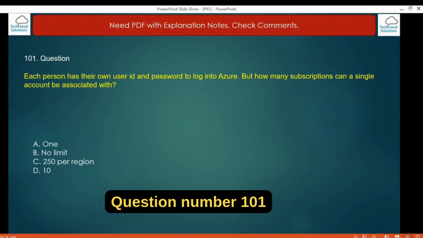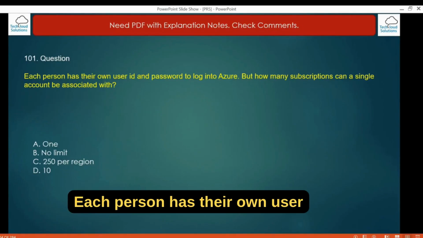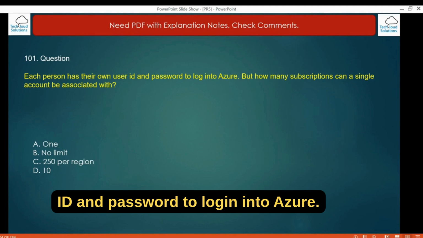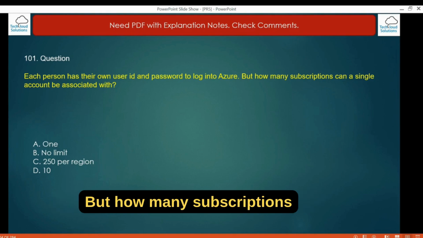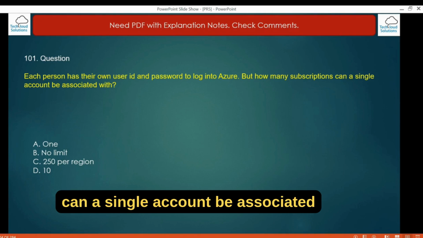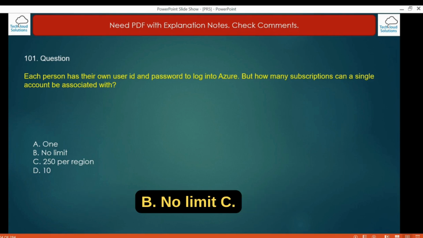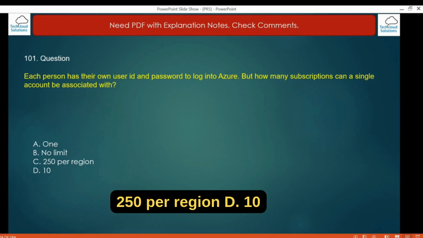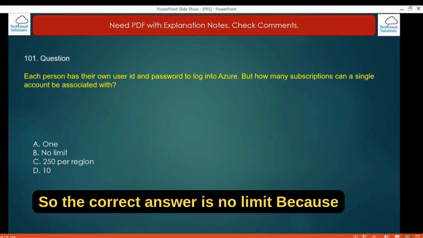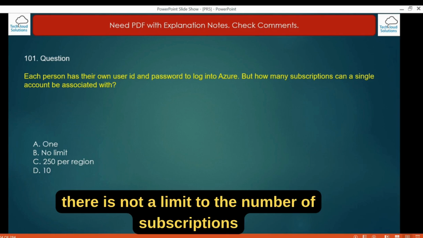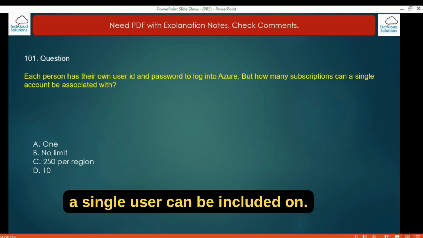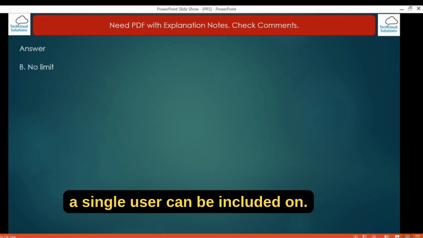Question number 101. Each person has their own user ID and password to log in to Azure, but how many subscriptions can a single account be associated with? And the options are A. 1, B. No limit, C. 250 per region, D. 10. So the correct answer is no limit, because there is not a limit to the number of subscriptions a single user can be included on.